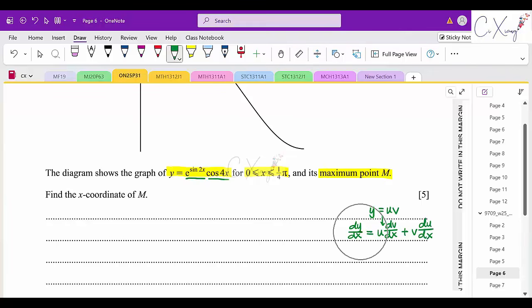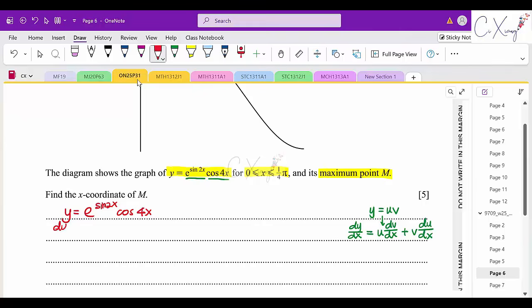Okay, then after that, you let dy/dx equal to 0. Then you try to solve it from there and get the coordinate of x. All right, then let's have a look here. y equals e to the power sin 2x multiplied with cos 4x.